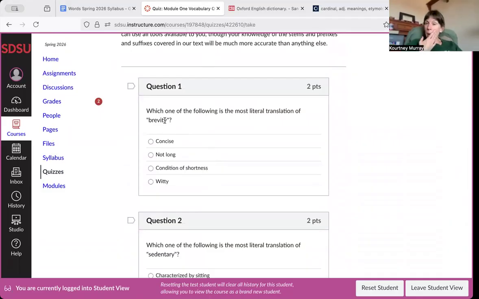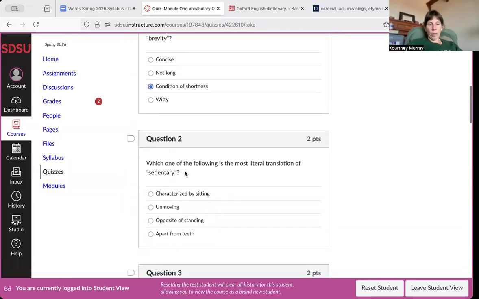So, what is the most literal translation of brevity? Now, if you were to type into Google the word brevity, you would find 5 to 7 different meanings. For this exam, there's only one right answer, and it is the right answer that the book talks about. I think brev is short and the ity means condition of. So I think it's condition of shortness rather than concise. Concise is another way of saying brevity, but brevity itself, literally, when relying on the roots, means condition of shortness.